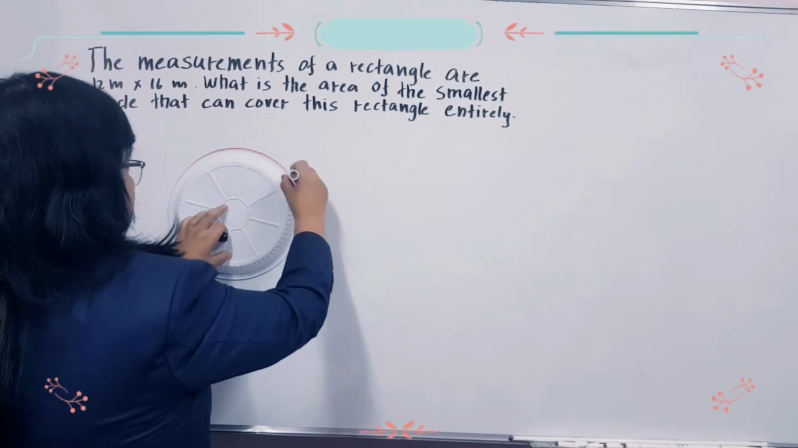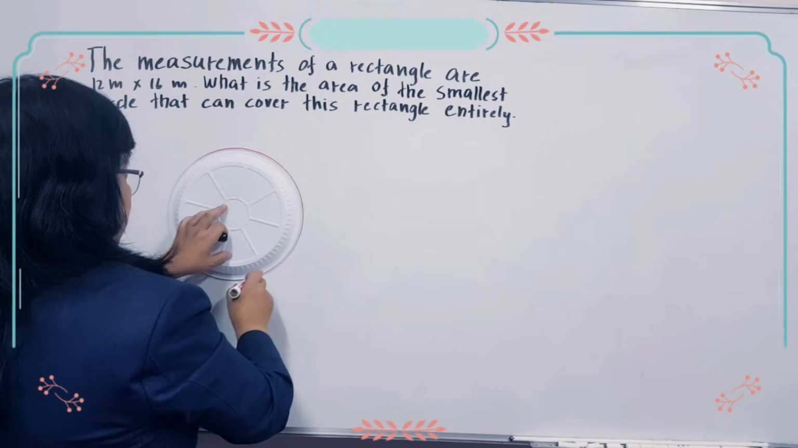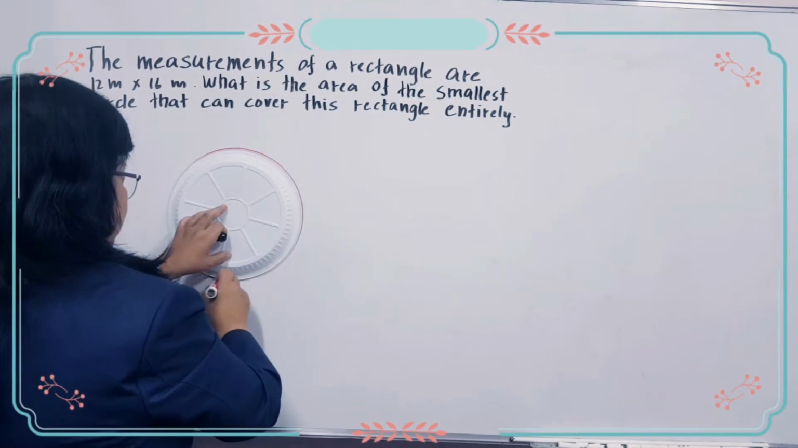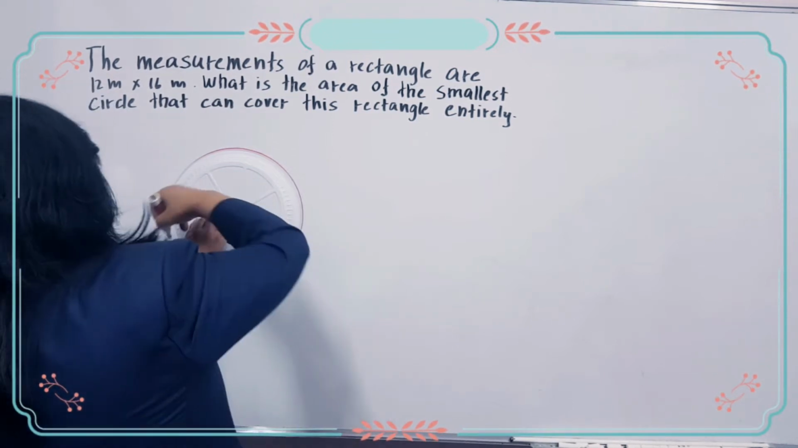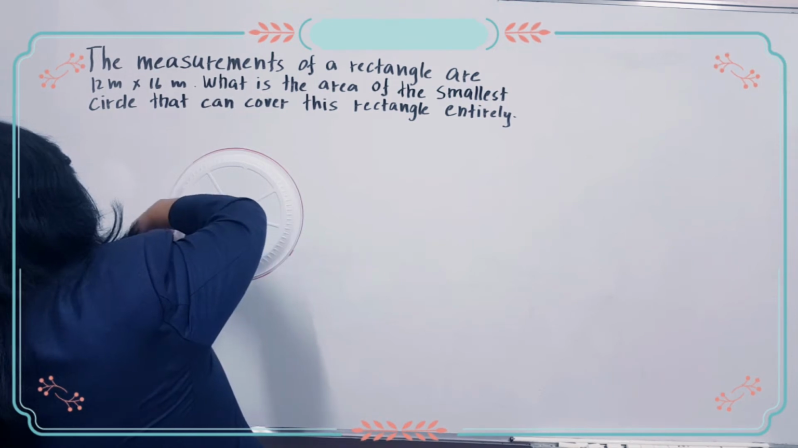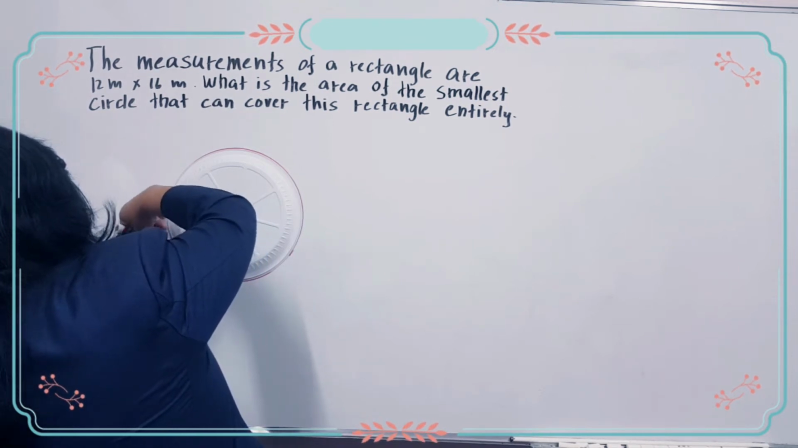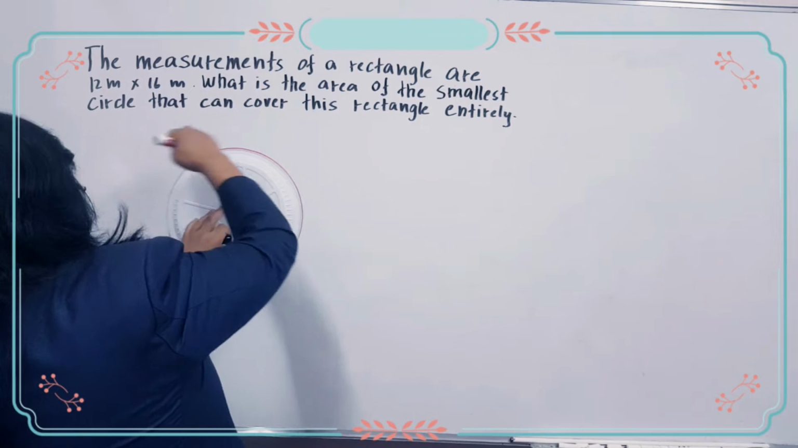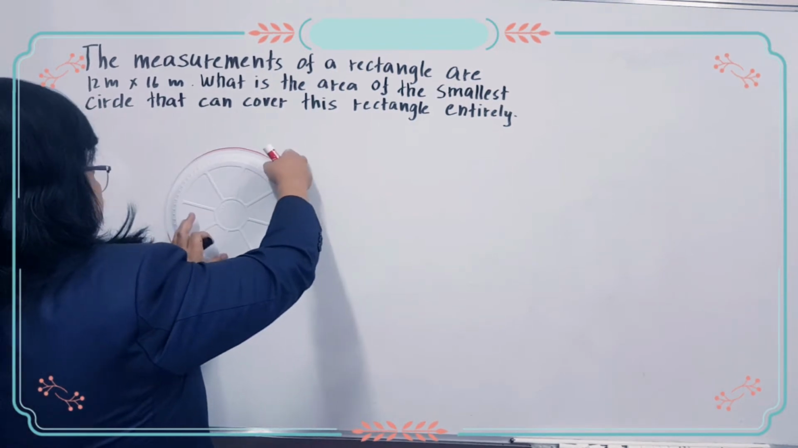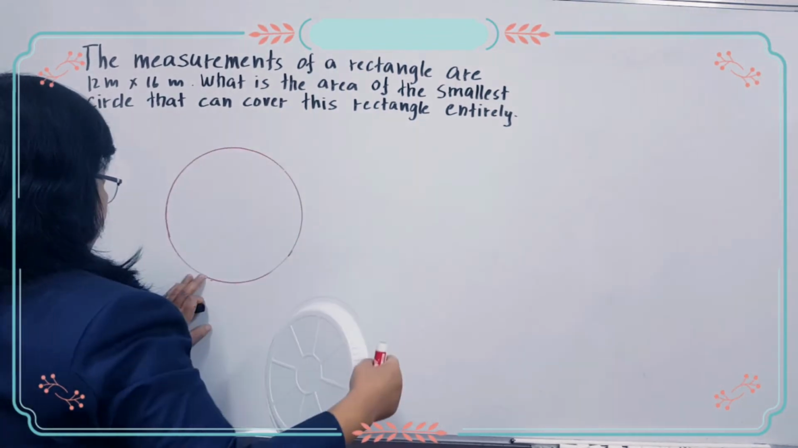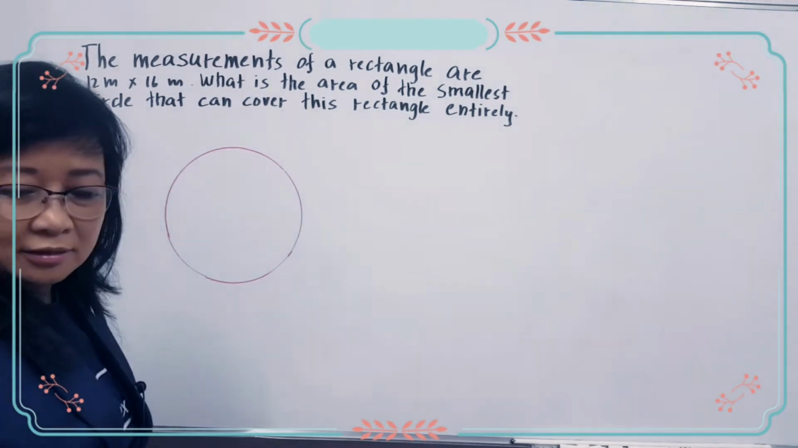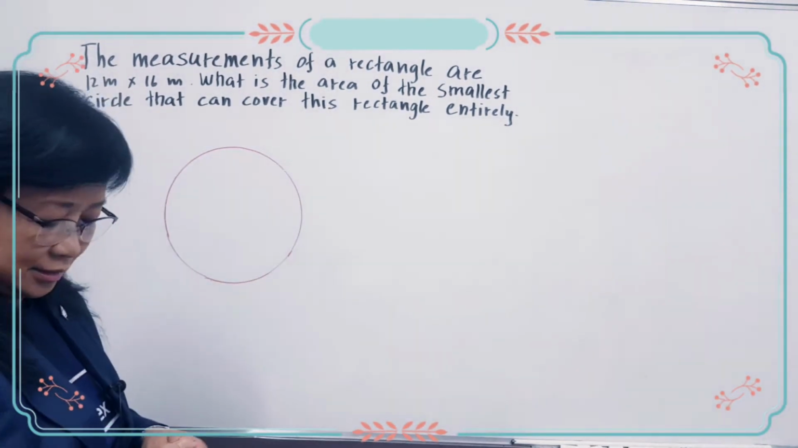A plastic plate as a pattern to have a perfect, almost perfect circle. Oh, my ball pen is not writing. So this is a circle.